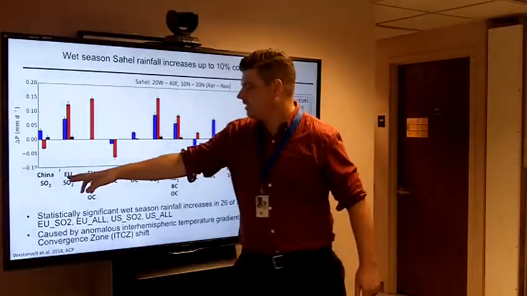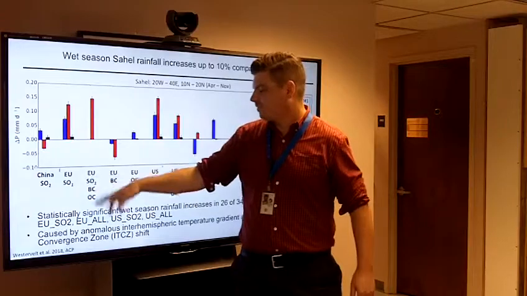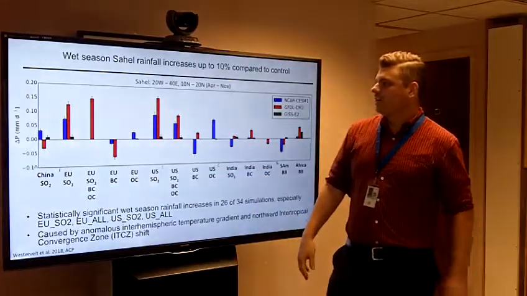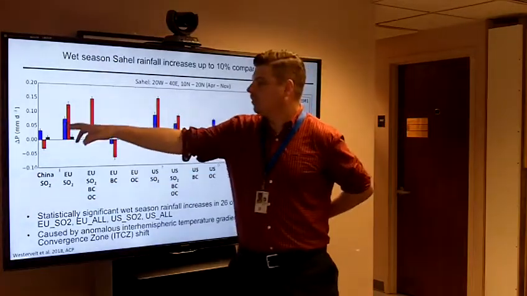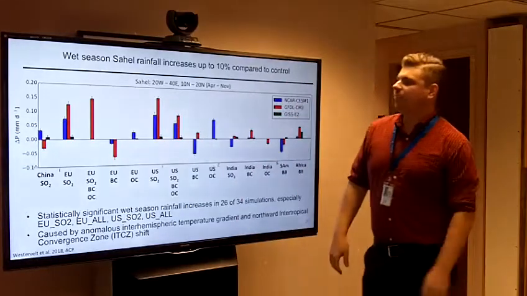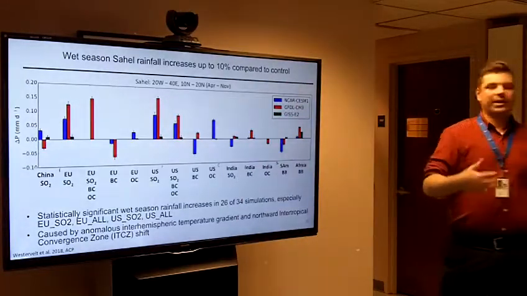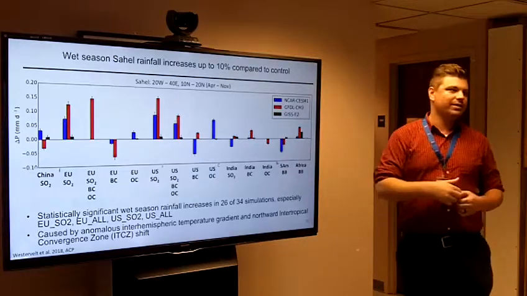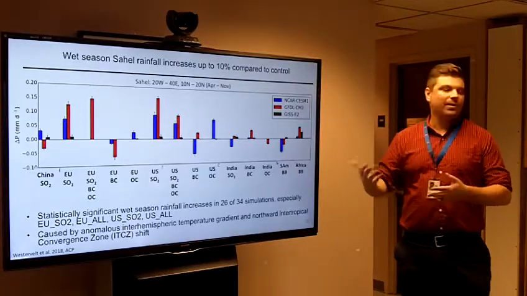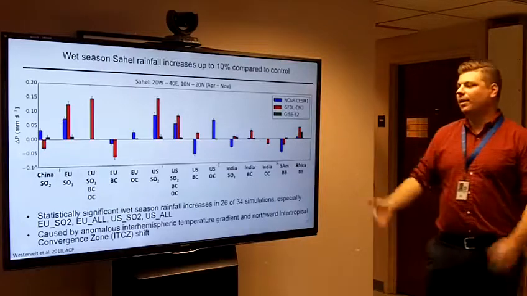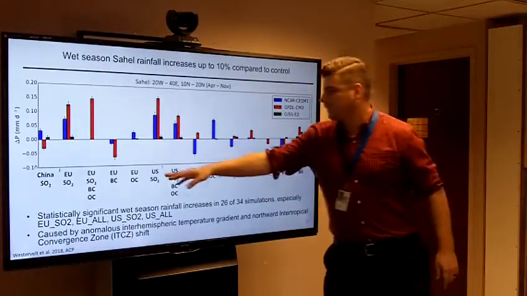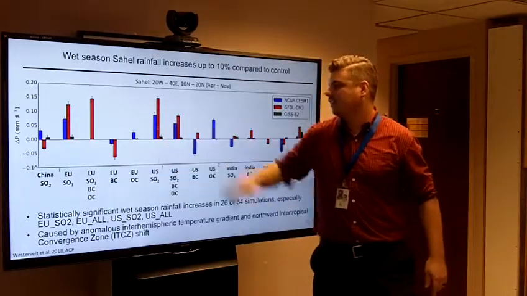Europe SO2 and then Europe, all three of the anthropogenic together, cause a pretty big increase in precipitation in multiple models. So removing aerosols from a remote location can have impacts on precipitation in far away regions, remote regions like the Sahel. The US is also kind of a big one. US SO2 impacts the Sahel quite a bit.